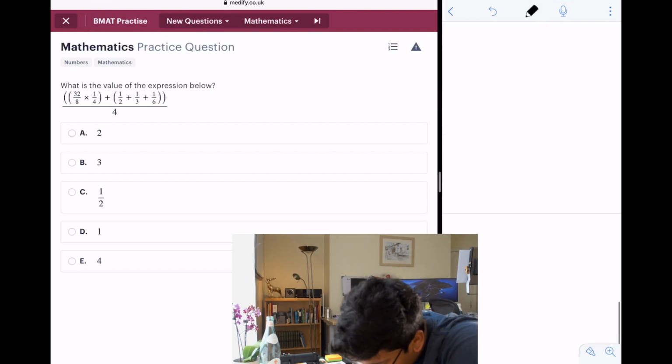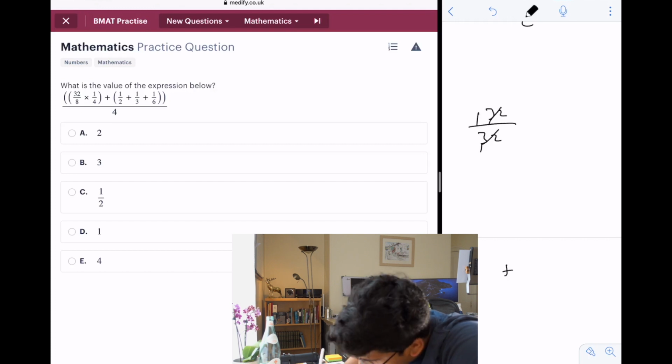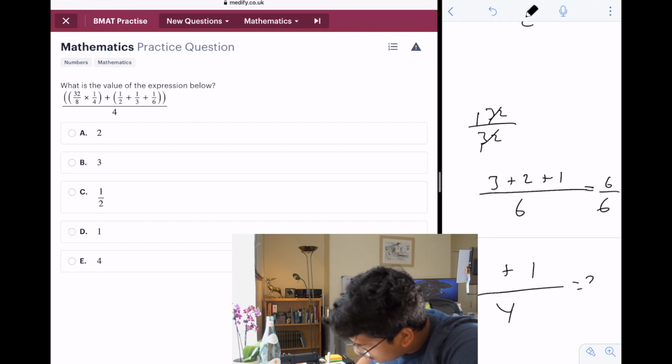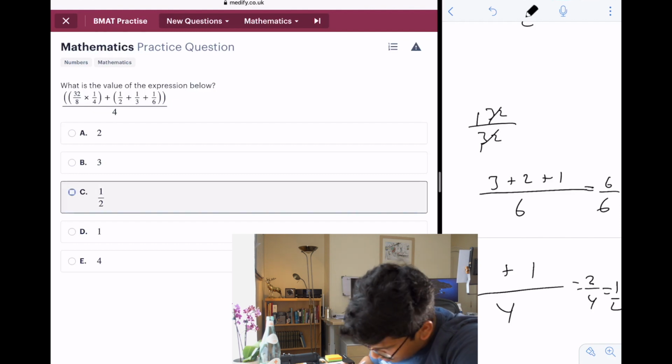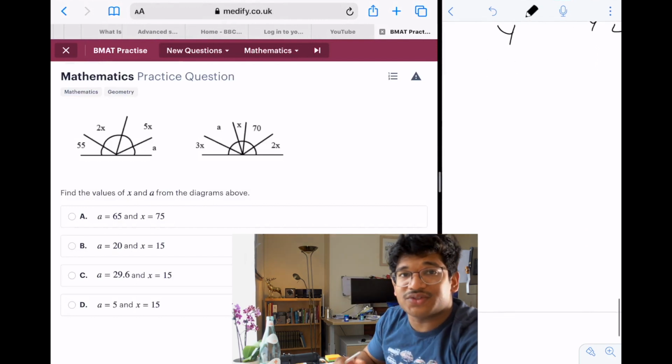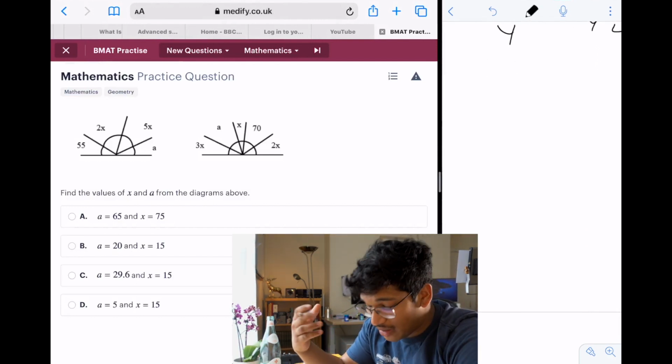Right, next one. What is the value of this expression? Yikes. Okay, this is a big boy equation. So let's just sort out the top first. So it's 32 over 32, which is 1. So 1 plus, common denominator of this is 6, so 3 plus 2 plus 1, which is 6 over 6. Again, pretty easy. Plus 1 over 4, which is 2 over 4, which is a half, which is easy peasy, lemon squeezy. So as you can see, the maths here is not difficult. It just requires a lot of fast calculation.